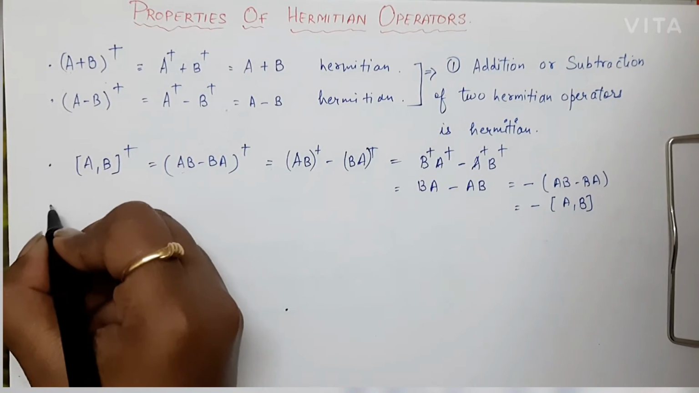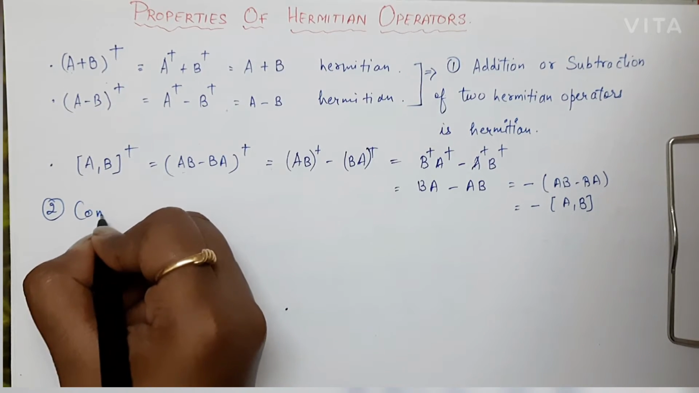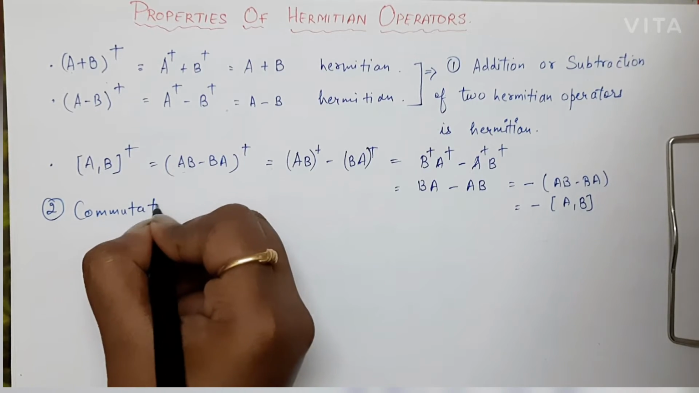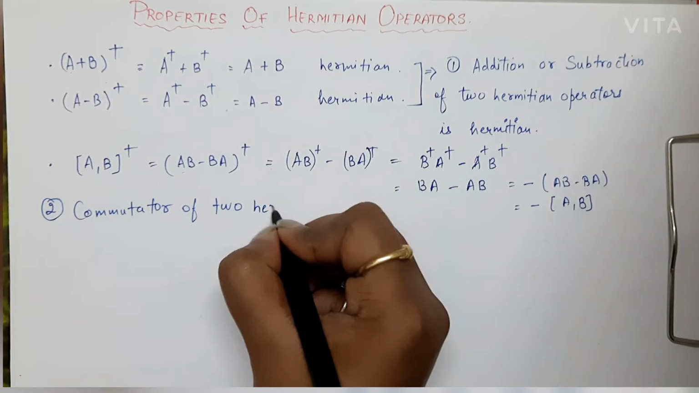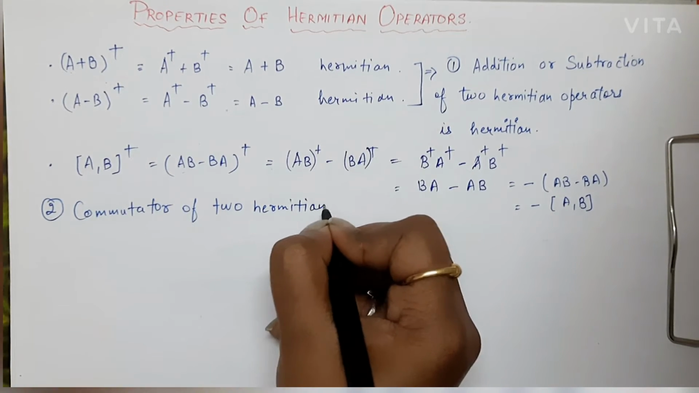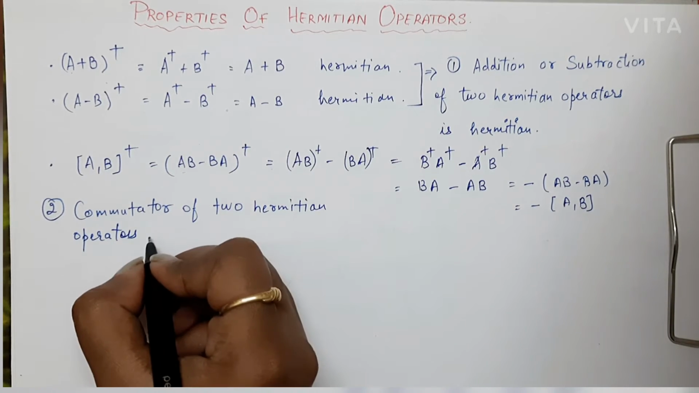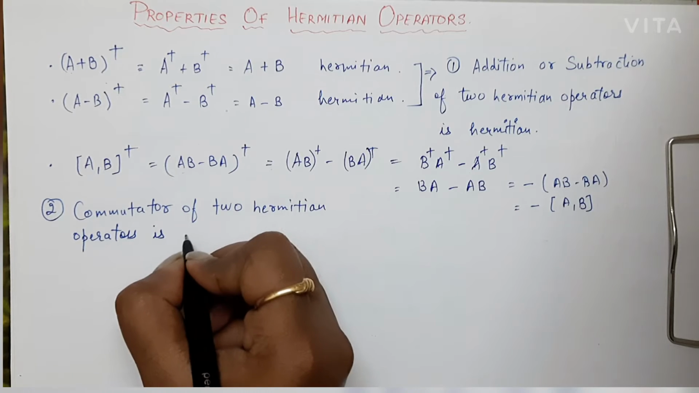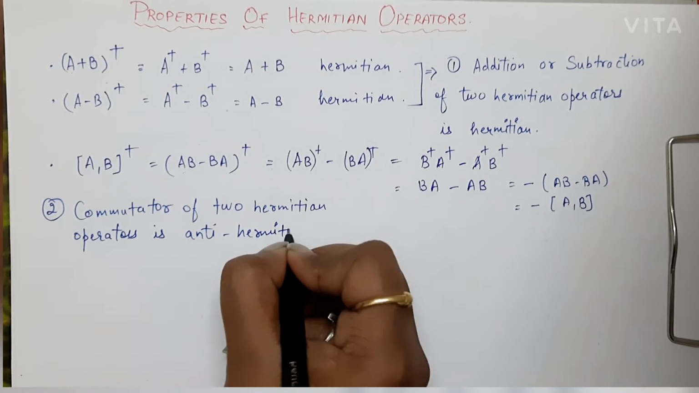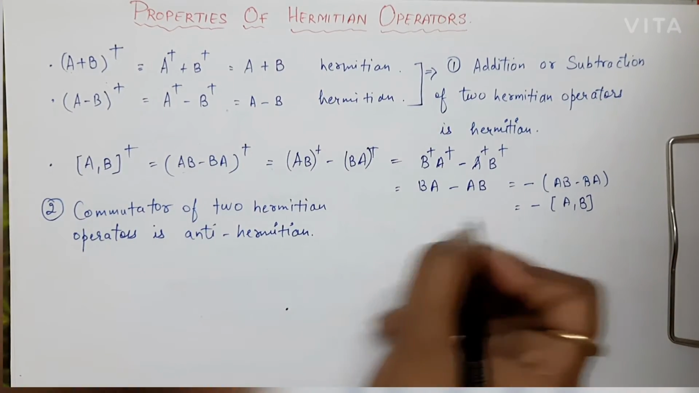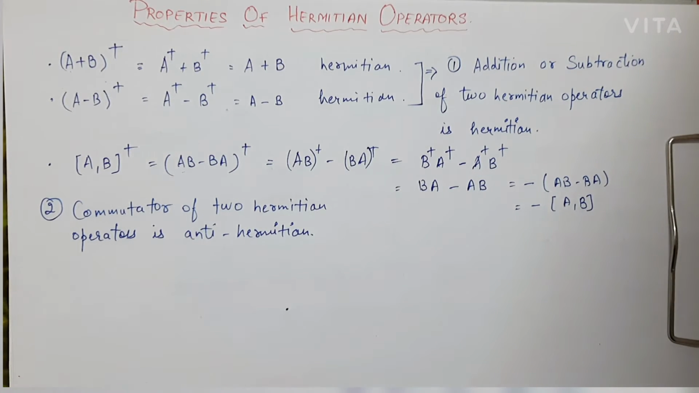So from this we derive another property, that is, the commutator of two Hermitian operators is anti-Hermitian. Why anti-Hermitian? Because we are getting the negative sign, right? We are getting the negative sign here. That means it is anti-Hermitian, right? So this is the second property.